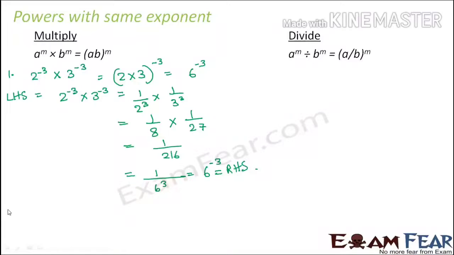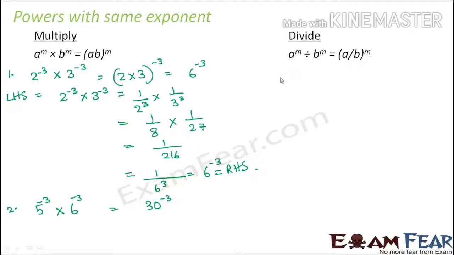So let's try one more example. Similar to this, if I give you 5^-3 multiplied by 6^-3, so this would be equal to (6 into 5), that is 30^-3.